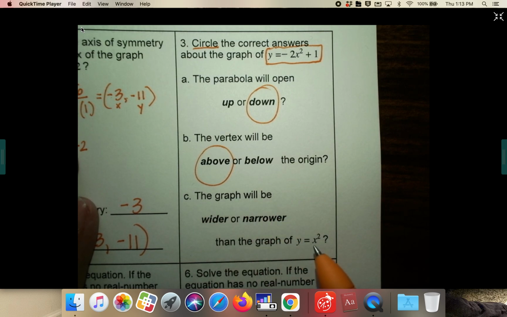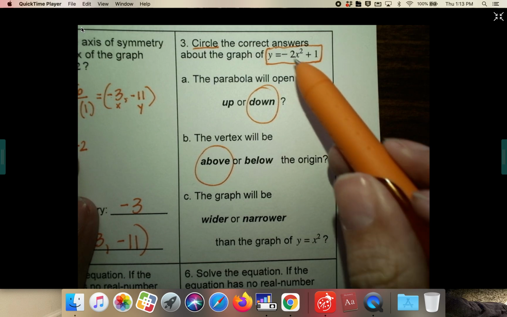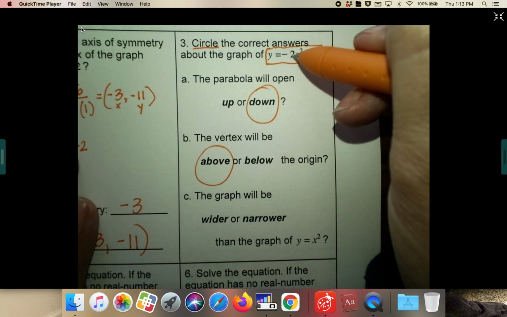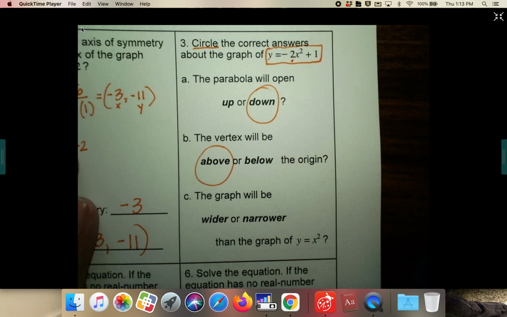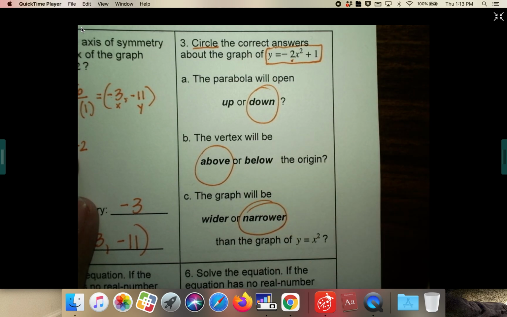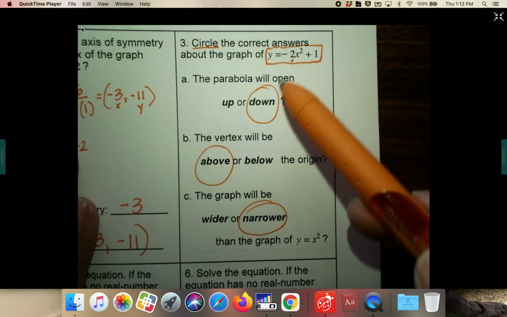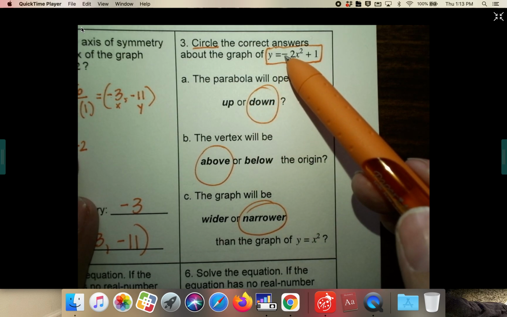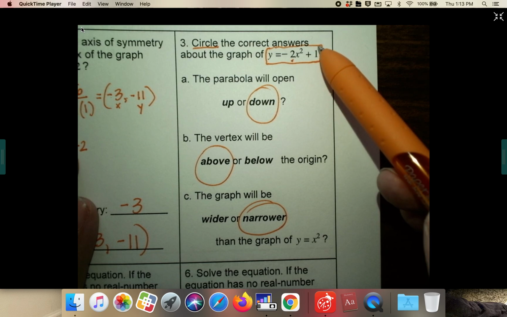And then as compared to the parent function, just y equals x squared, this one is being multiplied by 2. It's 2 times my parent function x squared, which means it's going to be skinnier and longer. So it's going to be narrower. All right, so again, up or down is going to be positive or negative. Above or below is going to be if it's plus something or minus something.